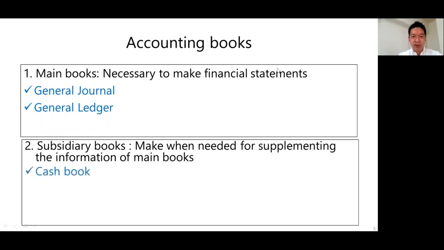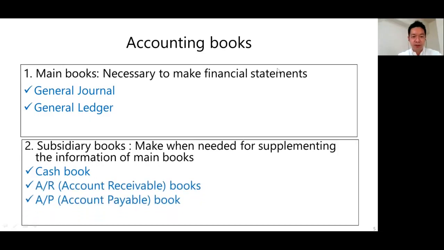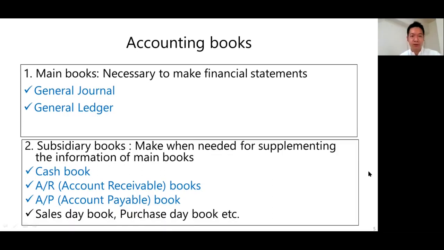And for the subsidiary books, the important ones I will explain in this lecture, for example, cash books, and also account receivable books, and account payable books. I will explain about these subsidiary books. These are the detailed information to the account title recorded in main books. So it's a supplementary information. So let's look at the general journal. At first, journal entries to be recorded in a general journal.